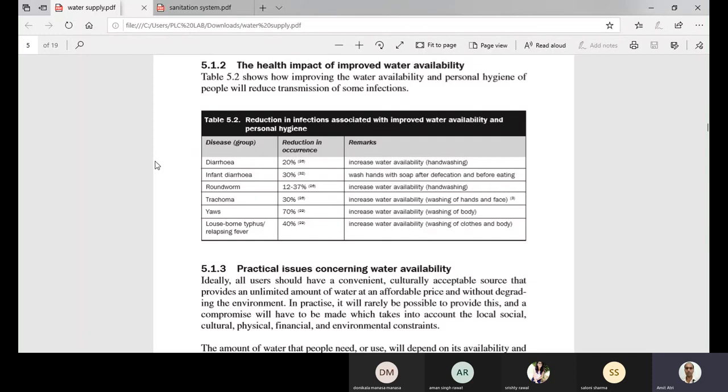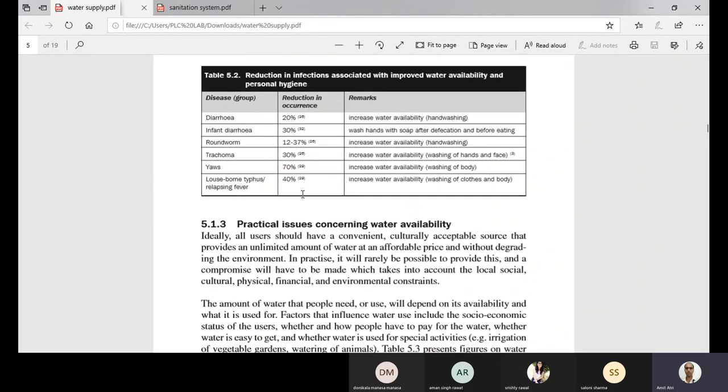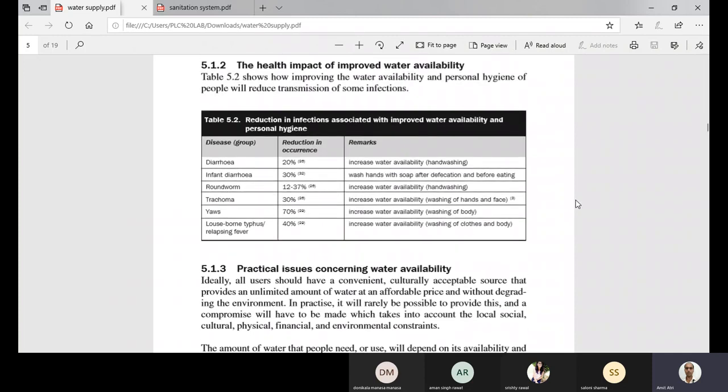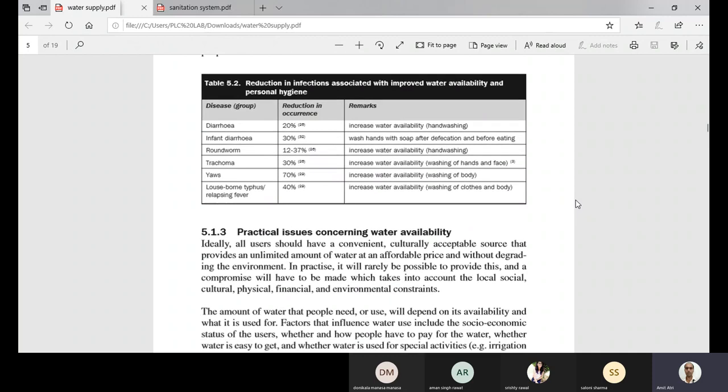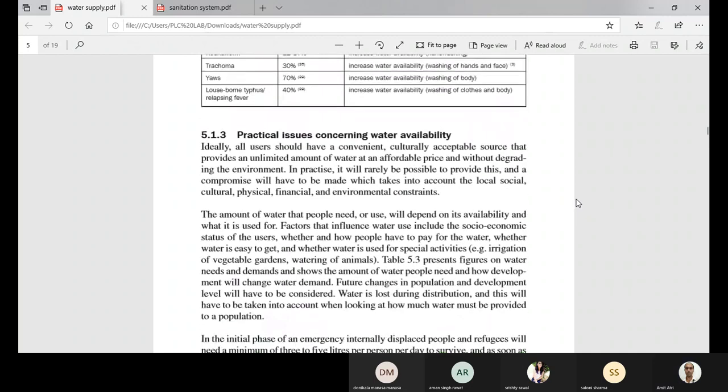Yes, so different types of diseases. Here we see that after hand washing and maintaining hygiene, so many types of diseases can be avoided. The spread of these diseases can be halted.